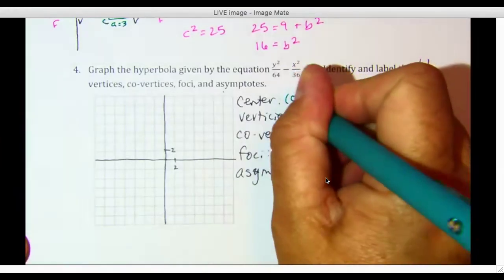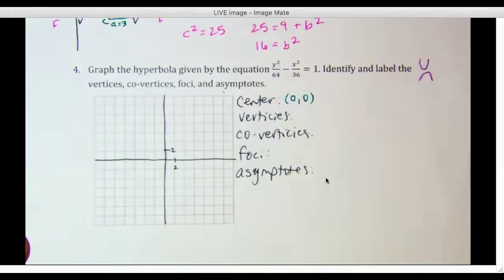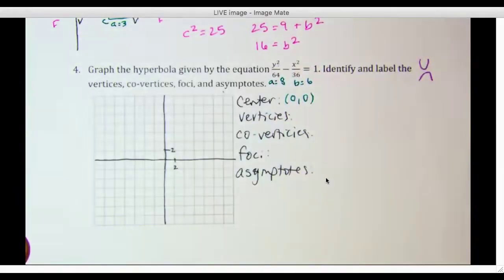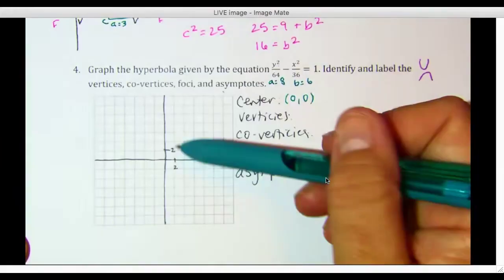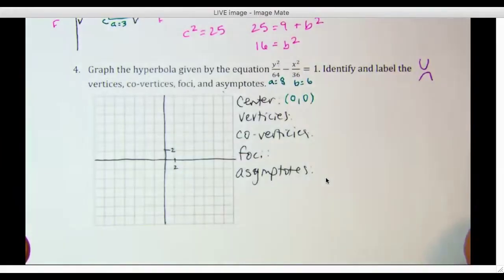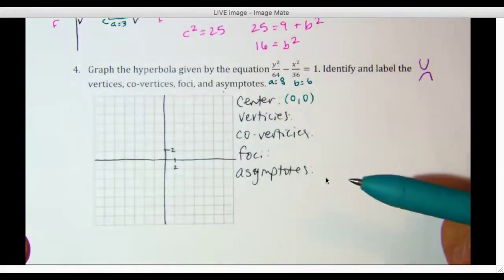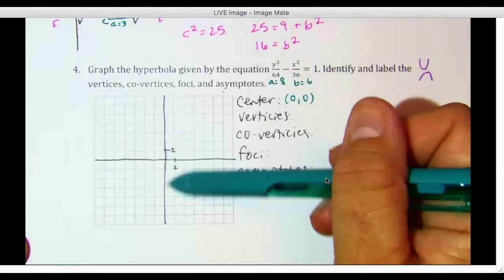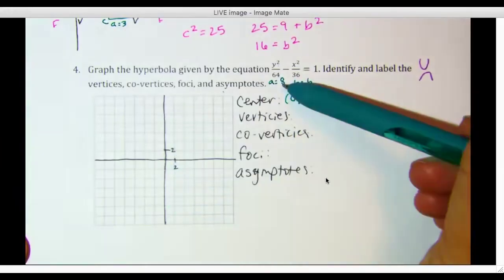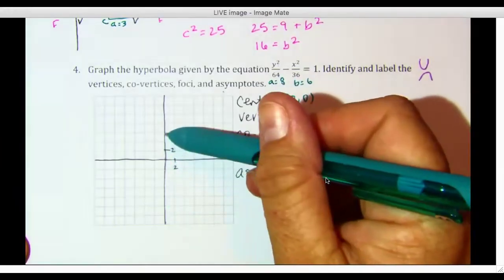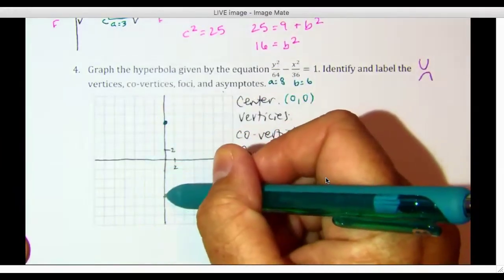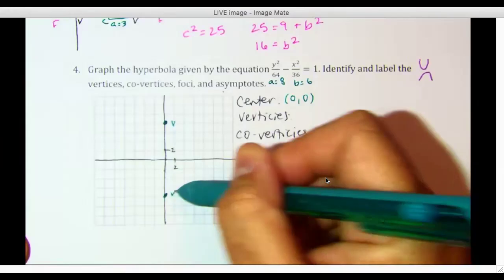Again, our center is 0, 0, and we know that it's a vertical hyperbola. So my A value is 8 and my B value is 6, the square root of those two numbers. I've already set up my graph here to be counting by twos because I've got some larger numbers I'm working with. Since this is a vertical hyperbola, my vertices are going up from my center and down from my center, a distance of 8. So 2, 4, 6, 8, and 2, 4, 6, 8. And those are my vertices.